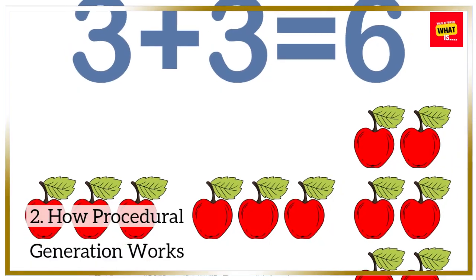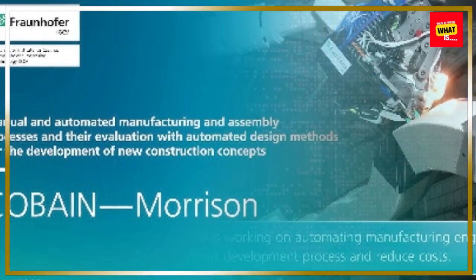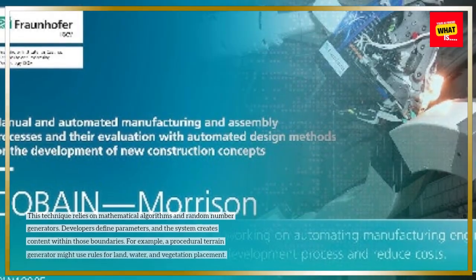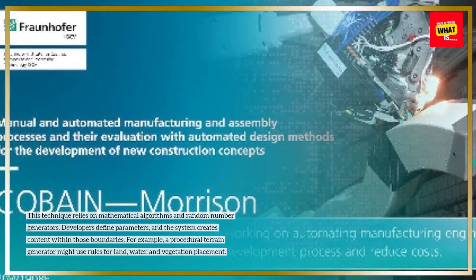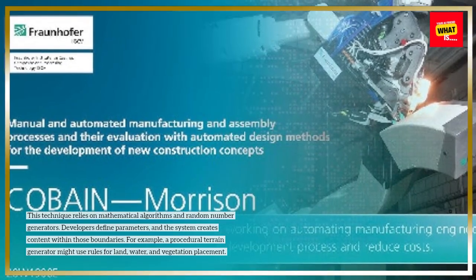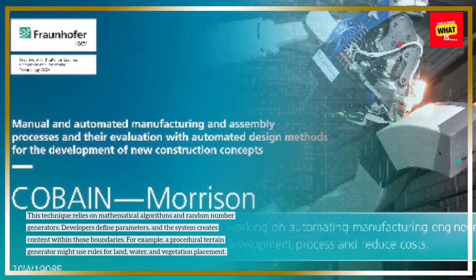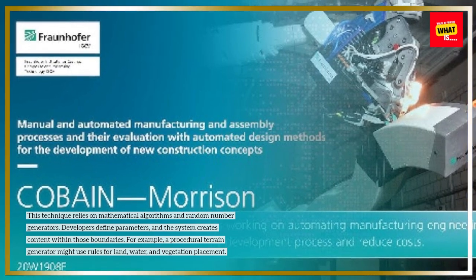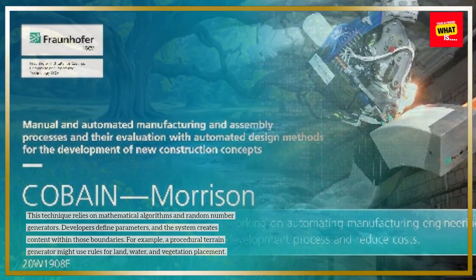2. How procedural generation works. This technique relies on mathematical algorithms and random number generators. Developers define parameters and the system creates content within those boundaries. For example, a procedural terrain generator might use rules for land, water, and vegetation placement.